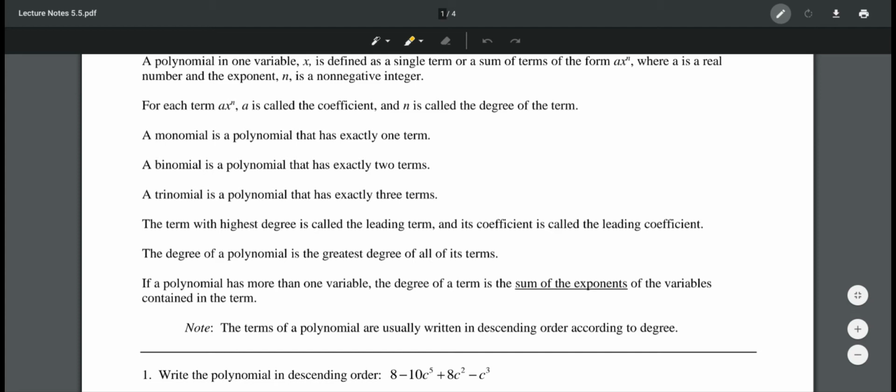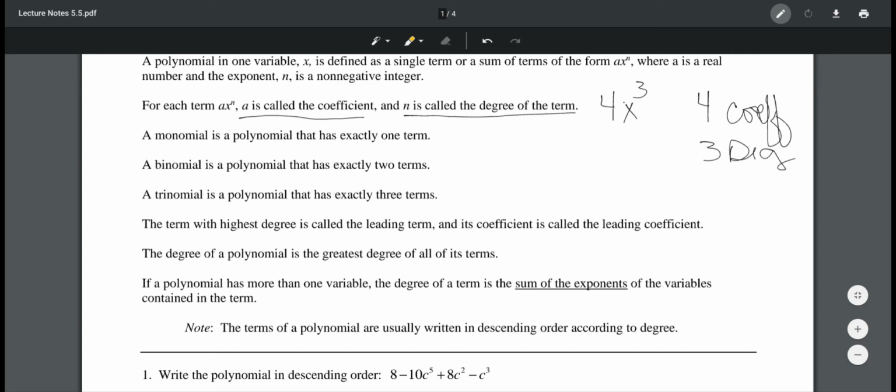Recall, you can only have negative exponents when you're dealing with scientific notation. For each of the terms, it is a product. So you have a, which is the coefficient, and n, which is called the degree. So you might have 4x to the third power. 4 is the coefficient, and 3 is the degree. So the number in front is the coefficient, and the exponent is the degree.